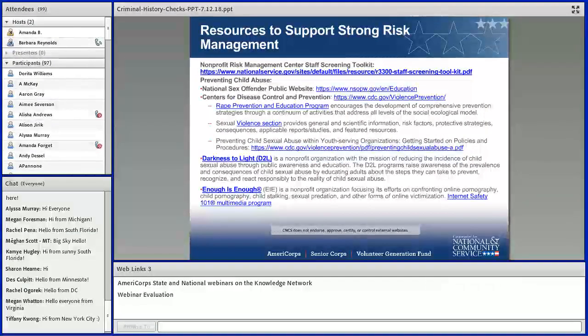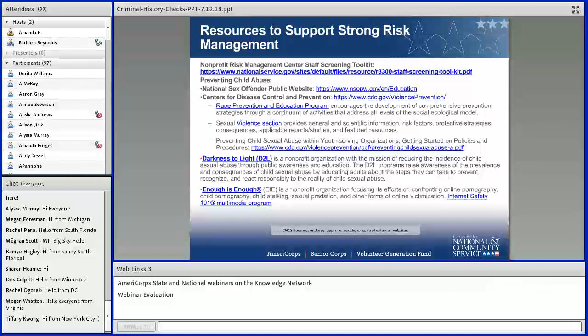So again, here are just some resources for you. These are the same resources that I bring pretty much to all the trainings, but it's always good to emphasize what they are. I know it's a lot on the slide, but you'll have access to the slide, so you can go check it out. That first bullet, the Nonprofit Risk Management Center Staff Screening Toolkit, that is actually a license that CNCS has bought and is available to all grantees.